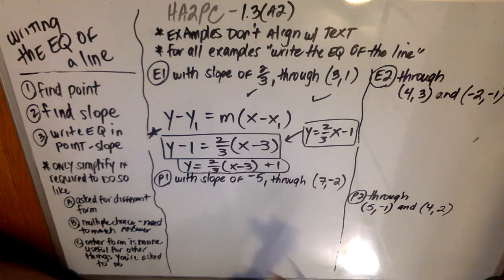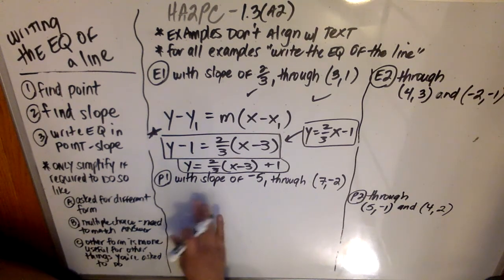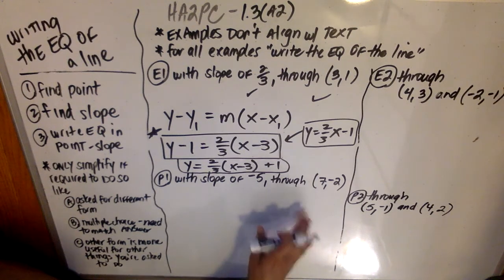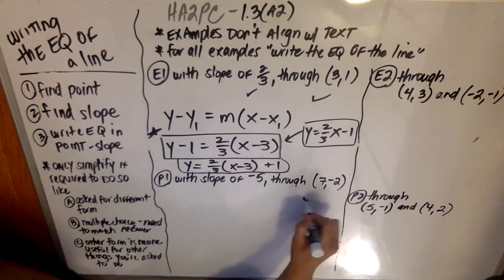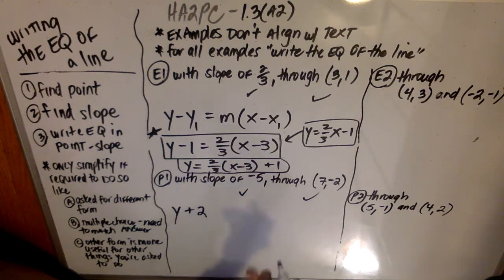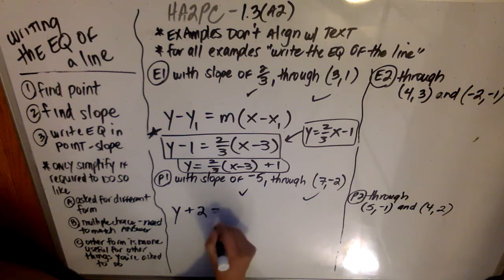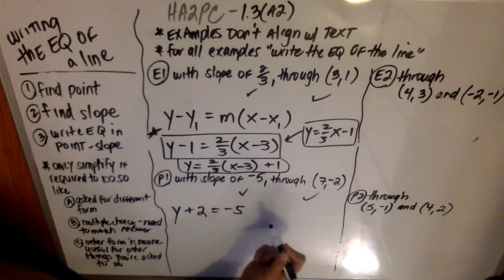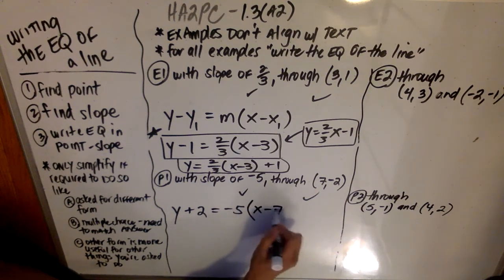All right, let's do a P1 that's similar. As always, you can pause me and try P1 on your own if you want. So we want a line with a slope of -5 through the point 7, -2. So again, I have my point, I have my slope. So my answer is going to be y minus the y value. You could leave it as y minus a -2, but I'm going to pick y plus 2, equals my slope, which is -5 times the quantity x minus the x value.